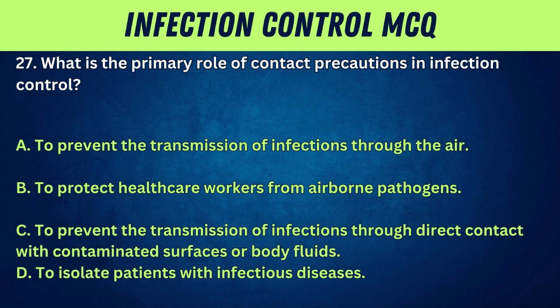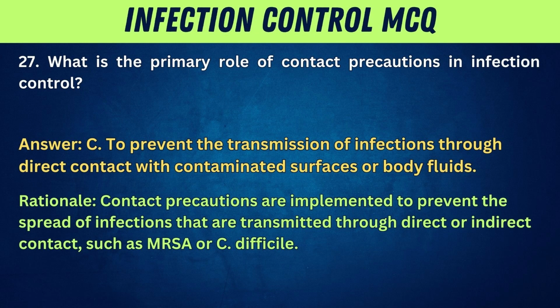27. What is the primary role of contact precautions in infection control? A. To prevent the transmission of infections through the air. B. To protect healthcare workers from airborne pathogens. C. To prevent the transmission of infections through direct contact with contaminated surfaces or body fluids. D. To isolate patients with infectious diseases. Answer: C. Rationale: contact precautions are implemented to prevent the spread of infections that are transmitted through direct or indirect contact, such as MRSA or C. difficile.